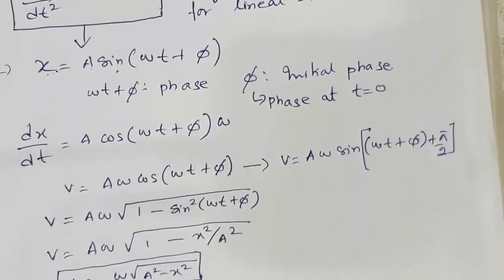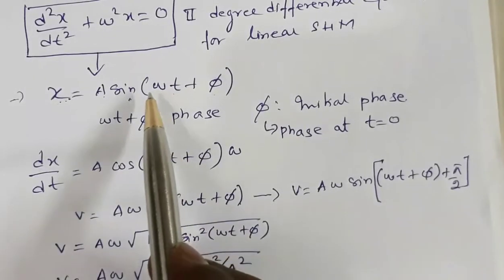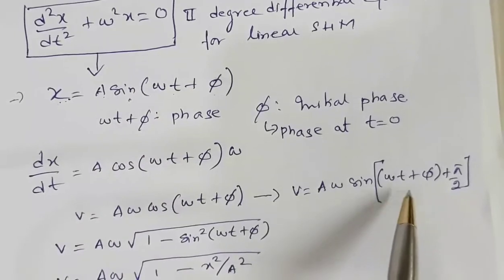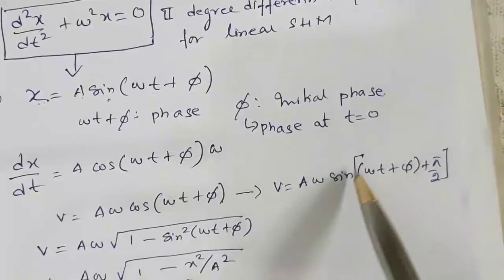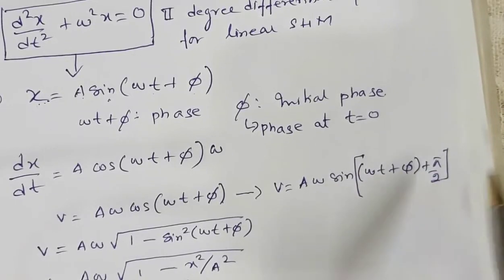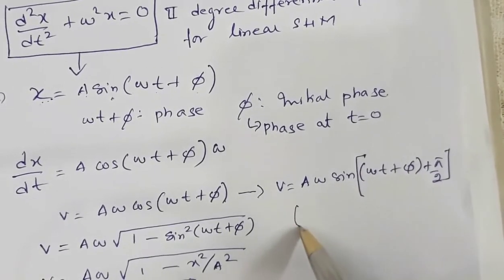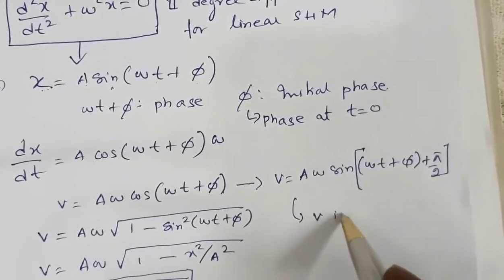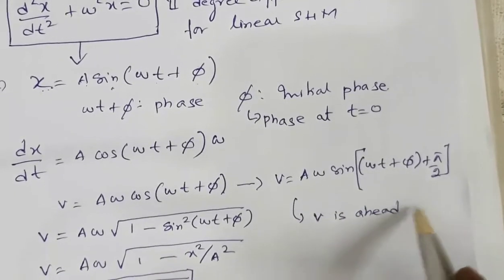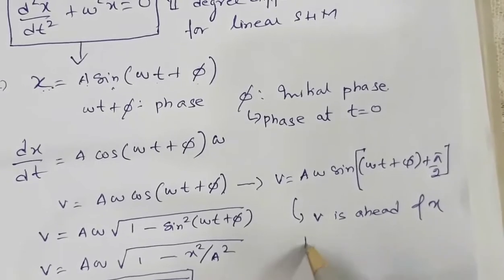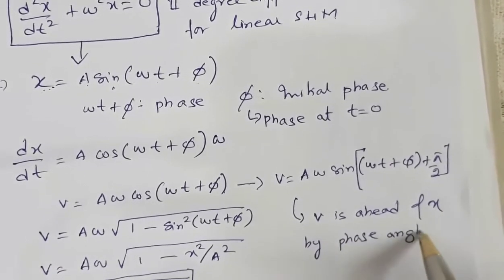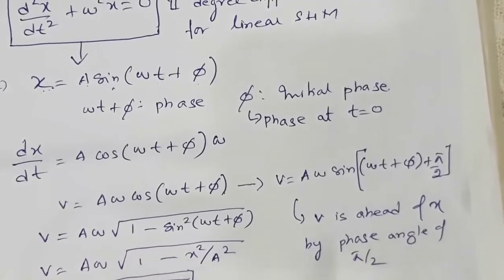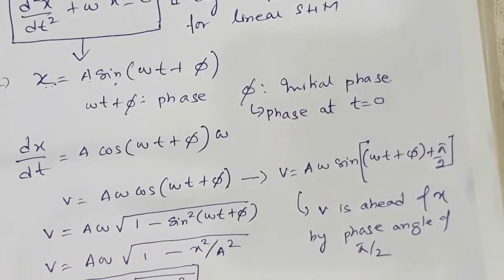Now why am I writing this? So that I can compare the phase of displacement and velocity. As you can see, for displacement you have sin(ωt + φ), for velocity you have sin(ωt + φ + π/2). This means v is ahead of displacement by a phase angle of how much? π/2. A phase angle of π/2. Okay, so this is between velocity and displacement.